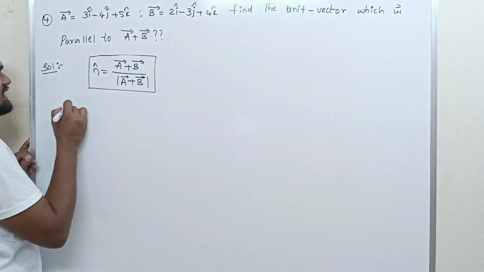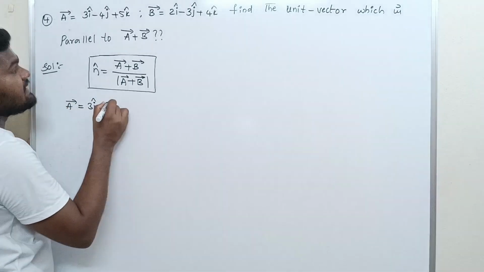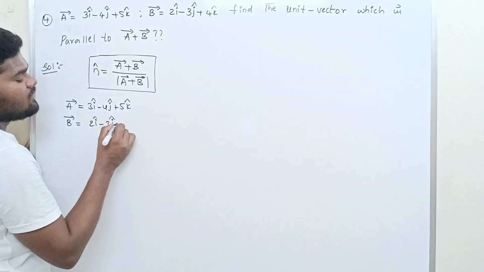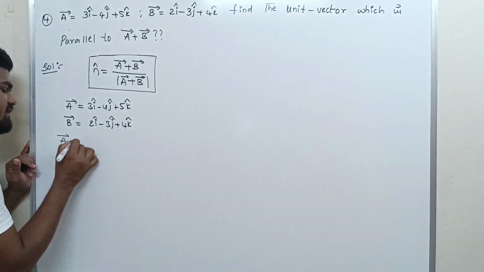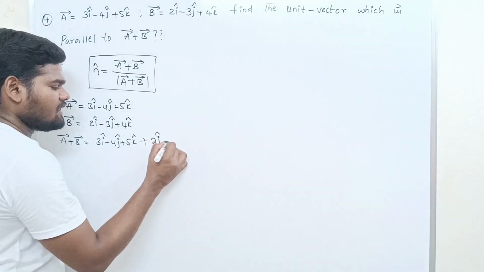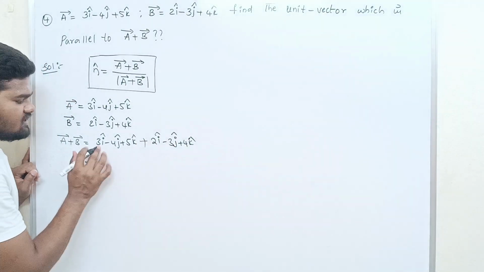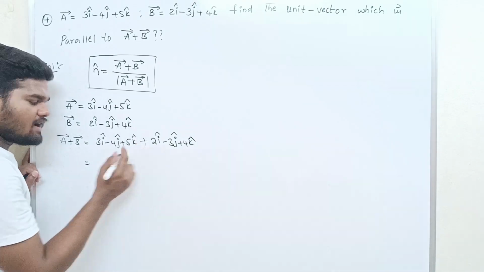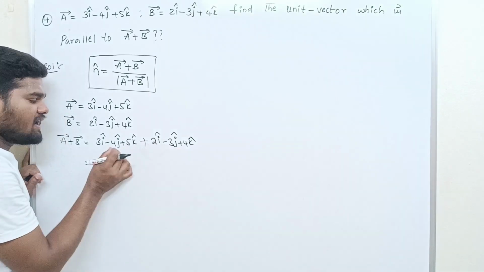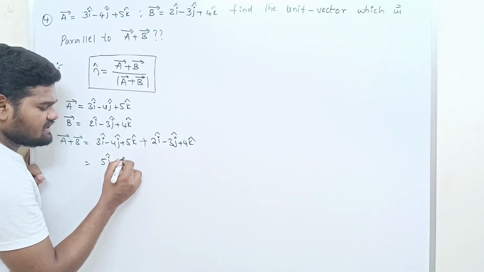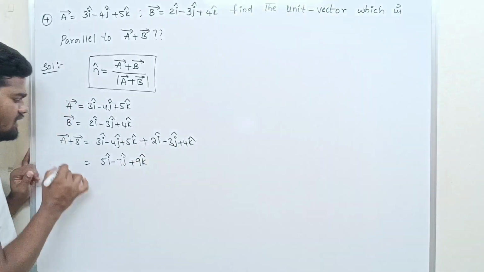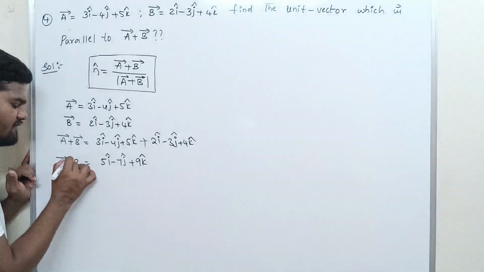Okay, right. What is the a bar vector they are given? A bar is equal to 3 i cap minus 4 j cap plus 5 k cap. What is the b bar vector they are given? 2 i cap minus 3 j cap plus 4 k cap. What we have to find? Addition of the two vectors. So a bar plus b bar is equal to 3 i cap minus 4 j cap plus 5 k cap plus 2 i cap minus 3 j cap plus 4 k cap. So 3 plus 2 you will get 5 i cap, minus 4 minus 3 is minus 7 j cap, 5 plus 4 you will get plus 9 k cap. So this is what a bar plus b bar vector.